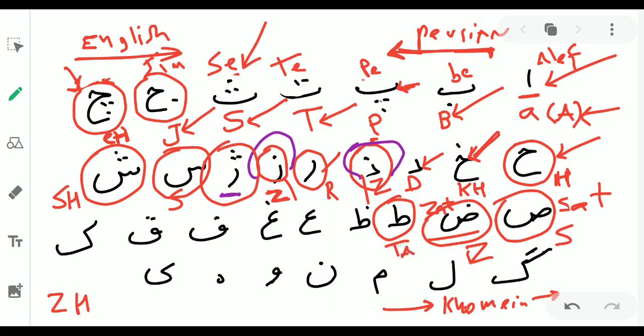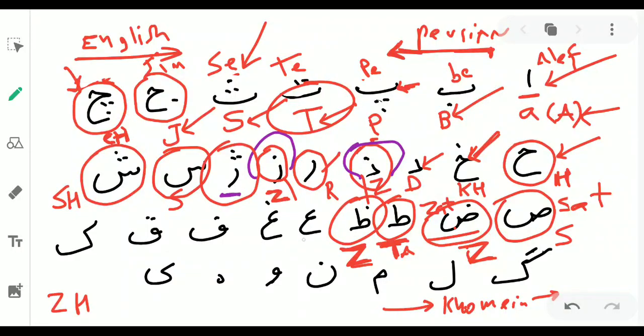Then there is Ta, which is the same as T. Again, we had T before here, so another T here. Zat, which is Z again. You see, we have repetition all over the place. Z, which is Zat here, Za here.